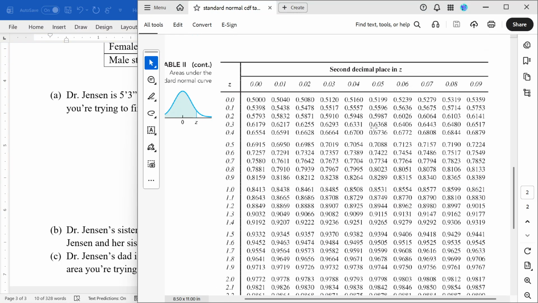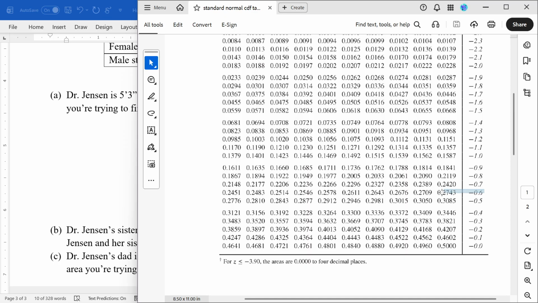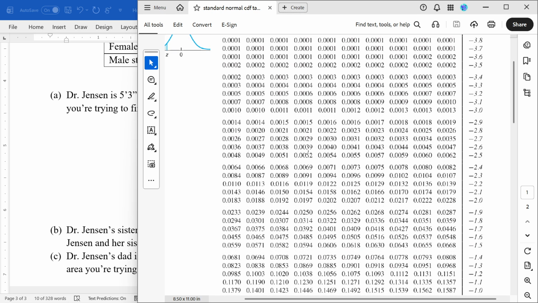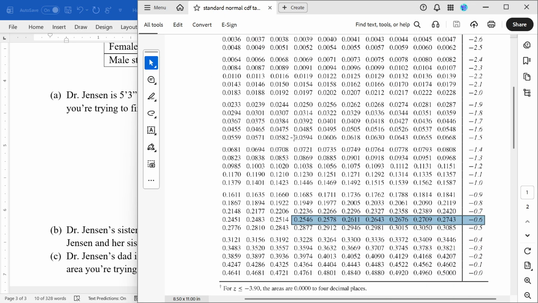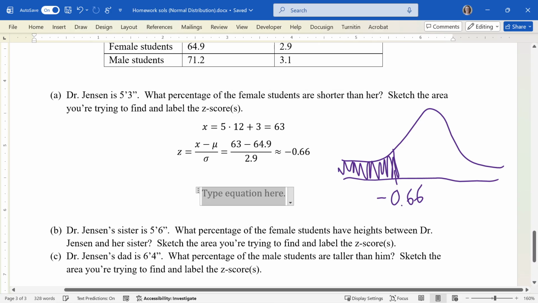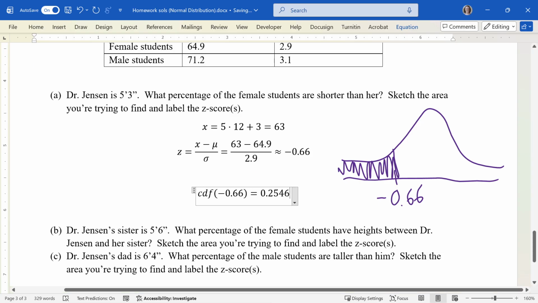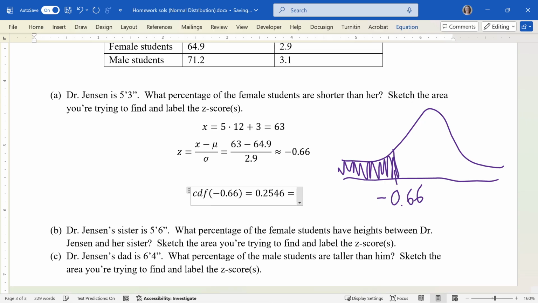I need to find this area using my table. So here we go to the table again. Negative 0.6, and it goes 0, 1, 2, 3, 4, 5, 6. I think this is the right column. Let me double check. Yeah. Okay, so I'm getting 0.2546. So I was asked for a percentage, so I'm just going to convert this to a percentage.